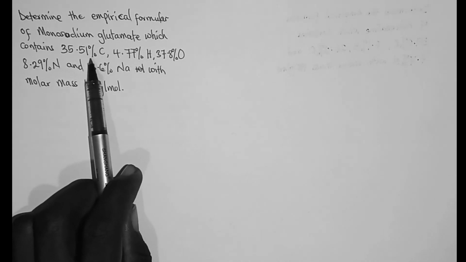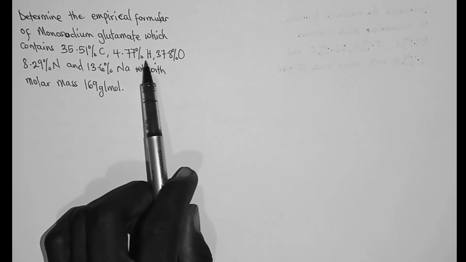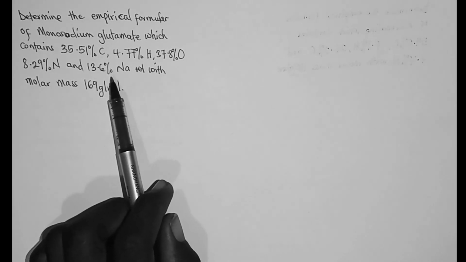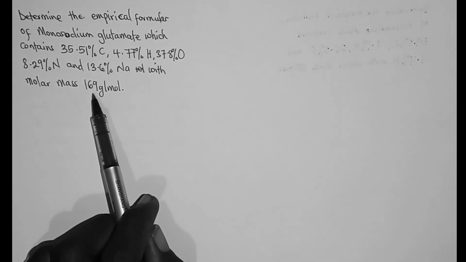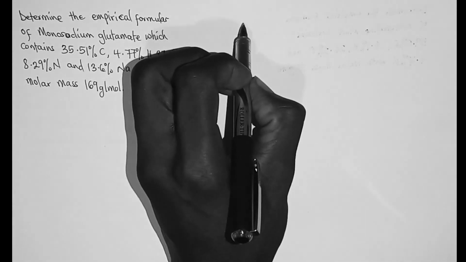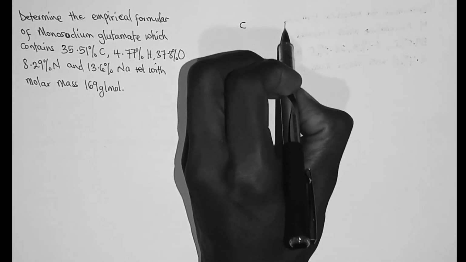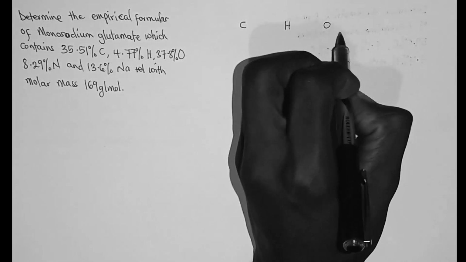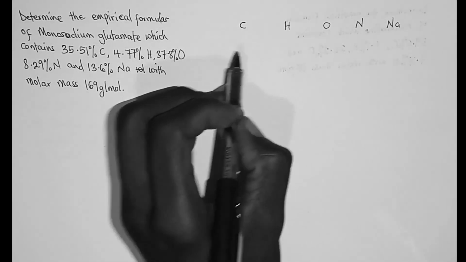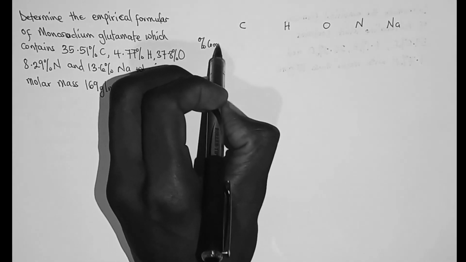Determine the empirical formula of monosodium glutamate, which contains 35.51% carbon, 4.77% hydrogen, 37.8% oxygen, 8.29% nitrogen, and 13.6% sodium, with molar mass 169 gram per mole. So the various elements are carbon, hydrogen, oxygen, nitrogen, and sodium. So let's write their percentage compositions.